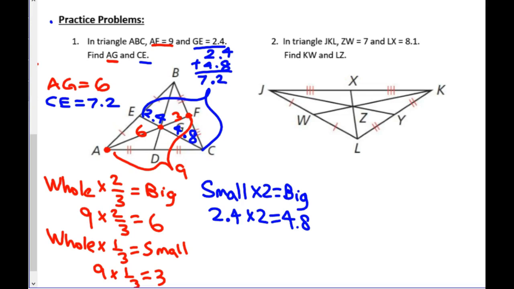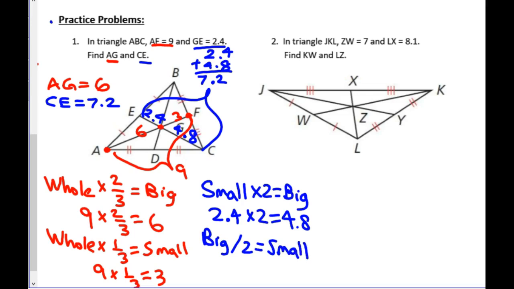If you had 6, you could have just divided it by 2 to get the 3. Yeah, if you know the big part, divide it by 2 to get the small part. So I'll put that here. Big divided by 2 equals small. That's another thing we know.